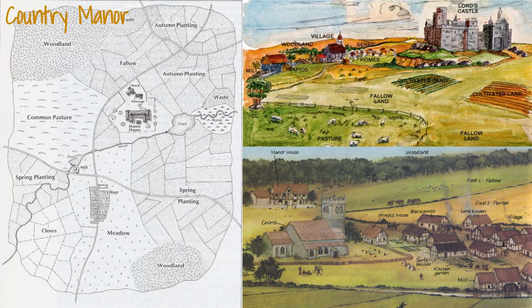This is how a country manor looks like. It's village-based, not urban. There is a manor house or castle where the lord lives, and there is a church and a village for the peasants, and the village is surrounded by farmlands.